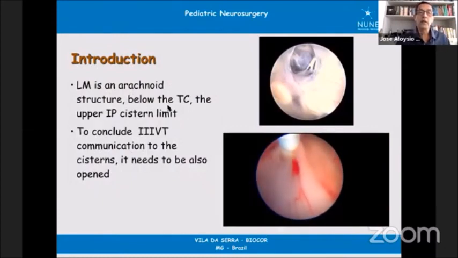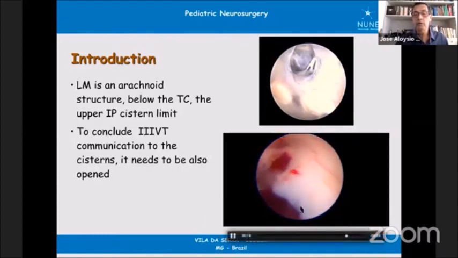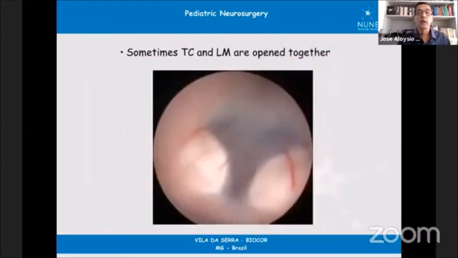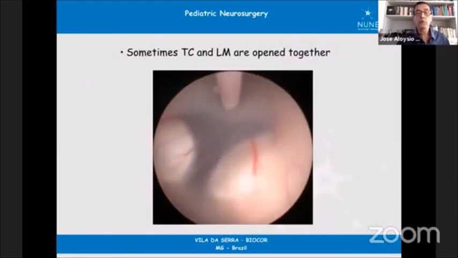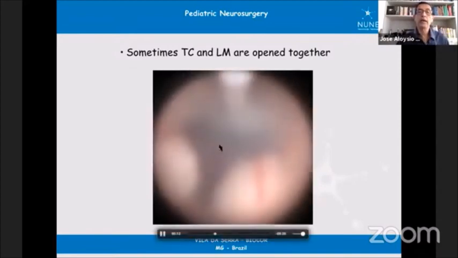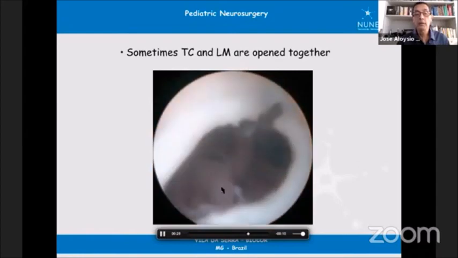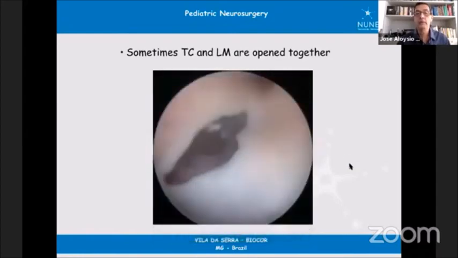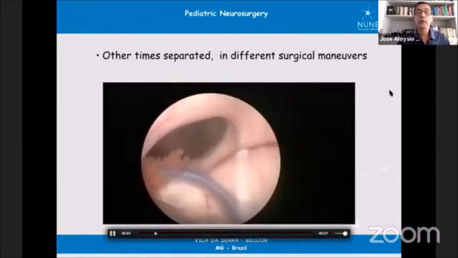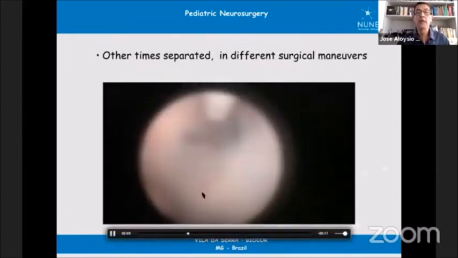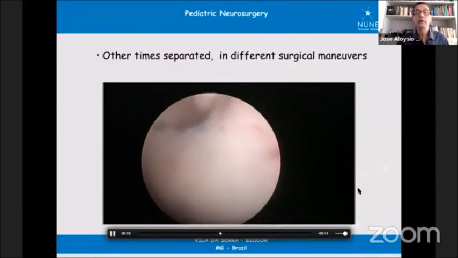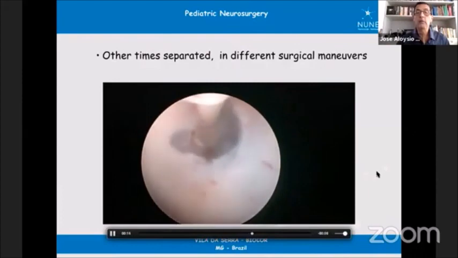It is below the tuber cinereum, and it's the upper limit of the interpeduncular system. So to conclude the ETV, it's always necessary to open the Liliequist membrane. Like here, the Liliequist membrane is here. And sometimes we are lucky to open the two structures together in the same maneuver, and you do not care about the Liliequist membrane. Like that, we open the tuber cinereum, and the Liliequist membrane is opened at the same time, and we even barely see it. But at other times, we need to open it separately, in different surgical maneuvers. Like that, we've opened the tuber cinereum, and then we need to work hard on the Liliequist membrane. Otherwise, the ETV will not work.